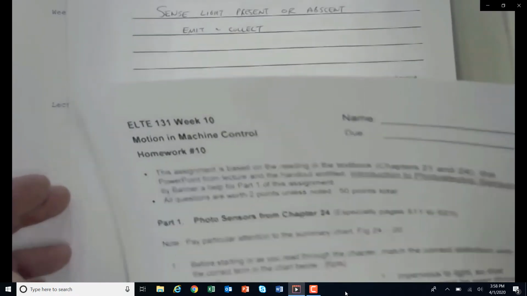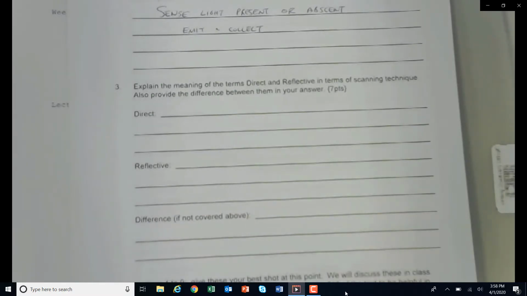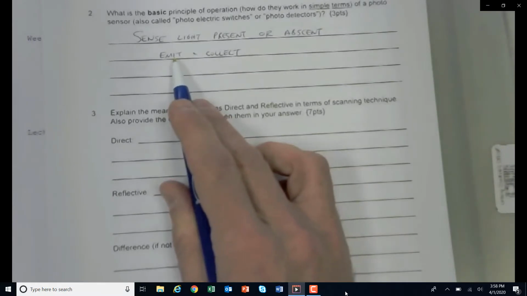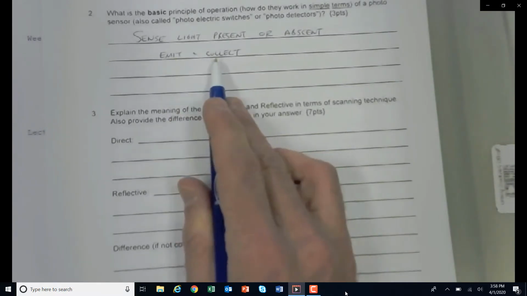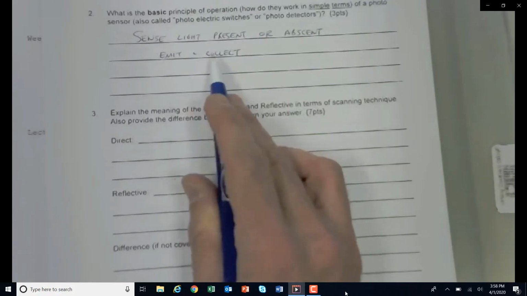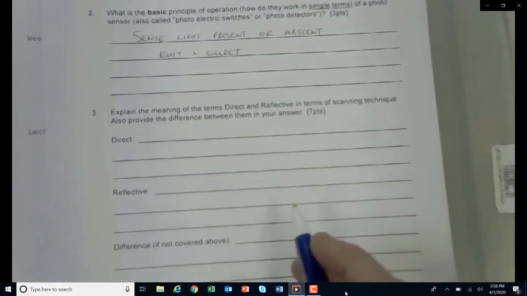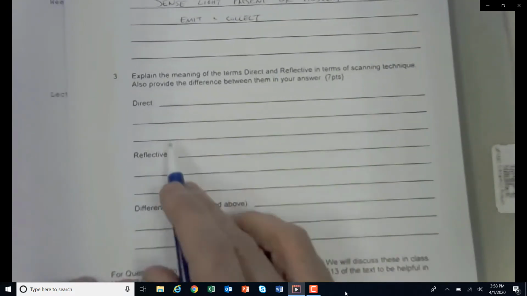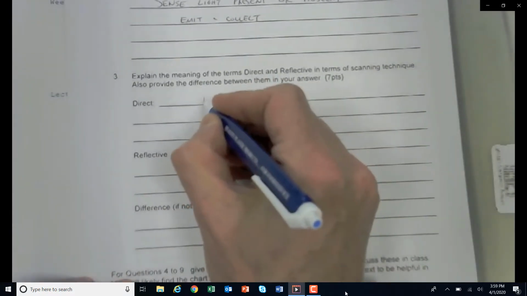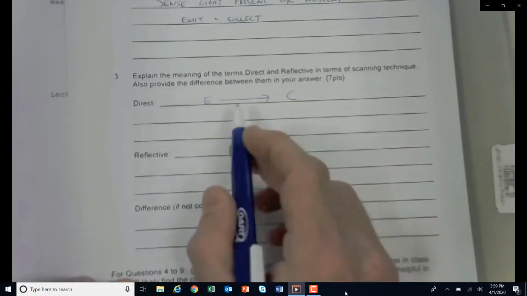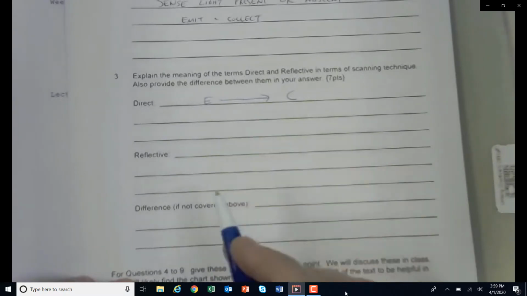The basic principle of operation was that photoelectrics either sense the presence of light or the absence of light. And most basically you're looking at an emitter that puts out light, and then you're going to collect that light, and then you're going to look for a difference between what you emitted and what you collected, and then it'll sense. We talked about direct versus reflective. Direct goes from the emitter to the collector, basically. It's just a direct beam. If you break the beam, then the signal goes off.